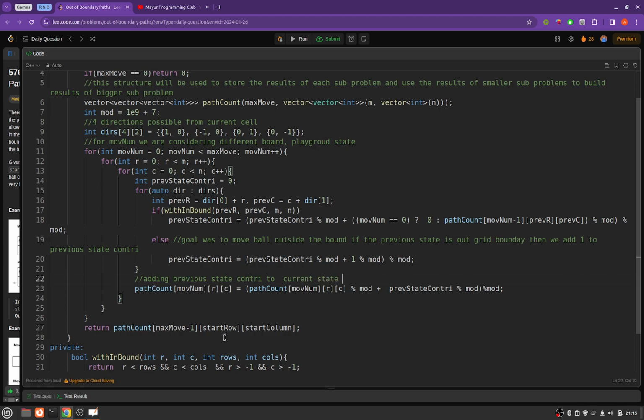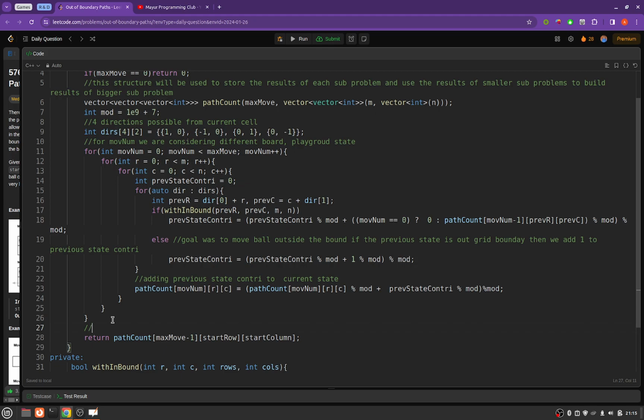Okay, and at last you will return the number of paths leading to the initial start row and start column, the initial position. That is, the number of out of grid boundary paths leading to the initial position of the ball. Okay, so if you are worried, these are nothing but just boundary checks.